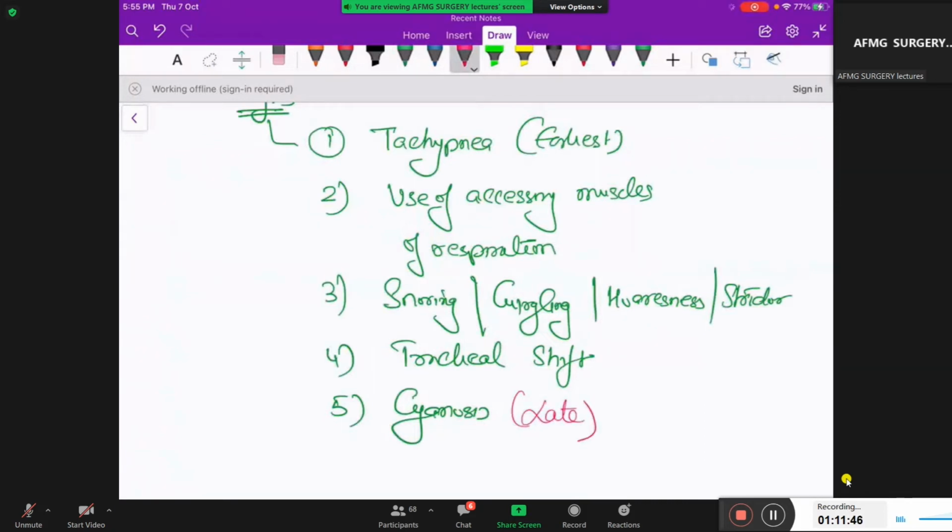So if any of these are there in a given patient and the patient is not talking to you, it means the patient has some airway problem. So that means we can't go to B now. समझ आ रहा है सबको? That means we can't go to B now. We have to stay at A.